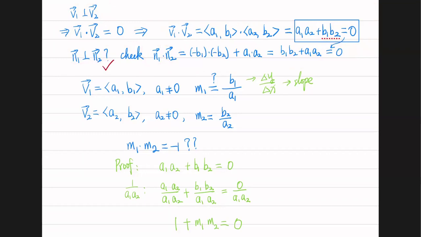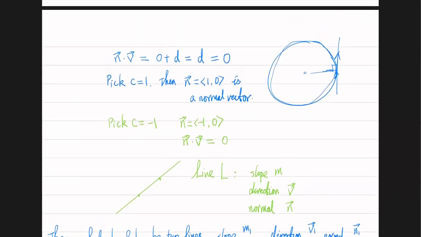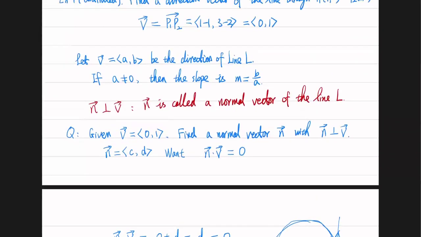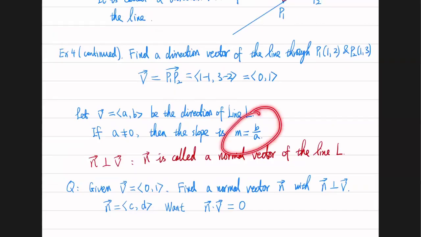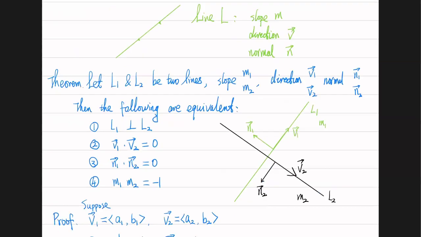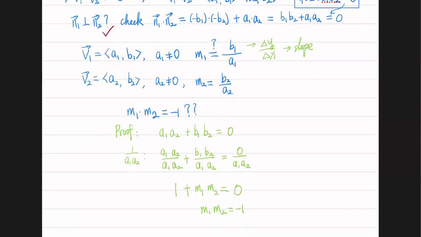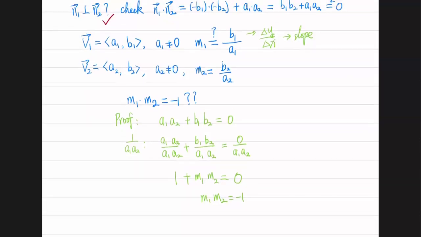Next, we want to derive the relation between the slopes. We record our previous formula. For any direction vector, the slope is the second component over the first component, b over a. We use this formula. So now we can remove this.